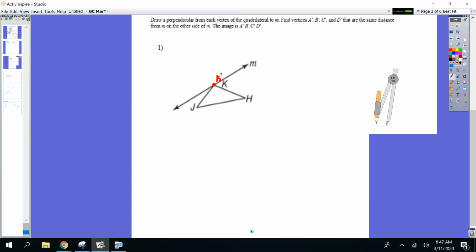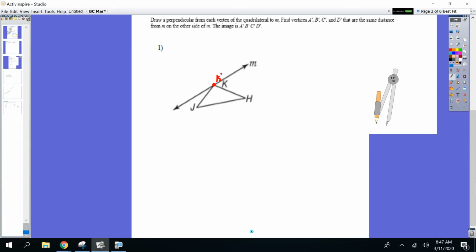Okay? Once I find H prime, and if I connected them, what's M doing? It is a perpendicular bisector. So here's what I need from you. Coming from point H, going through M, what type of line do I need here? A perpendicular line. I need a line that's going to be coming from H, perpendicular to M.